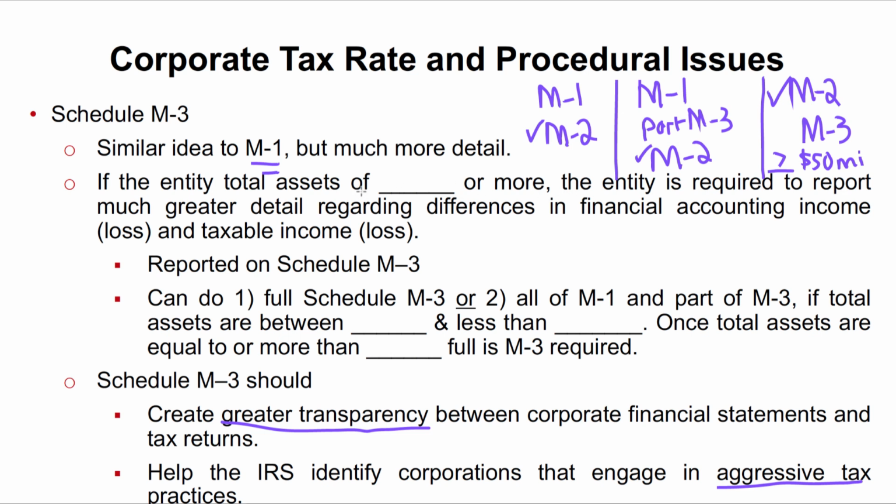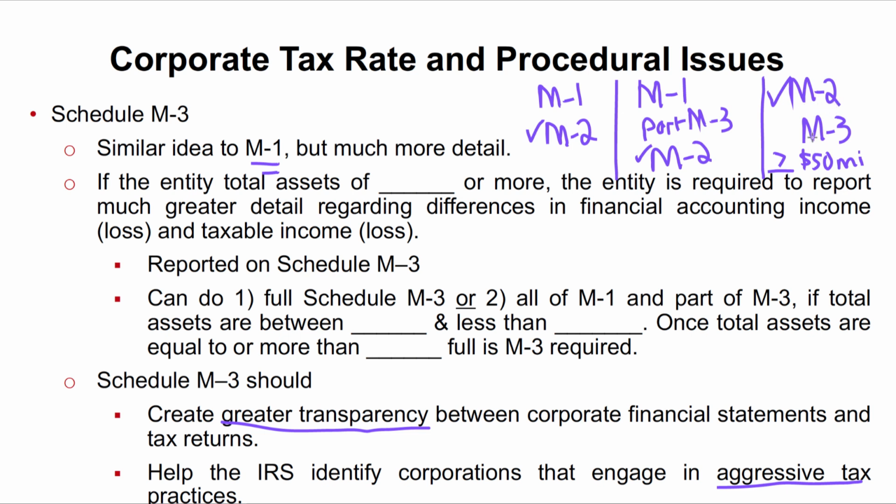Once your total assets get to $10 million or more, you are required to file M3 in some way, somehow. If you have between $10 million but less than $50 million, you can do all the M1, part of the M3, which again, there are required parts of it. Okay, I'm not going to go into the specifics. And you have to do the M2. You can always just elect and do the full M3. You can always show more detail.